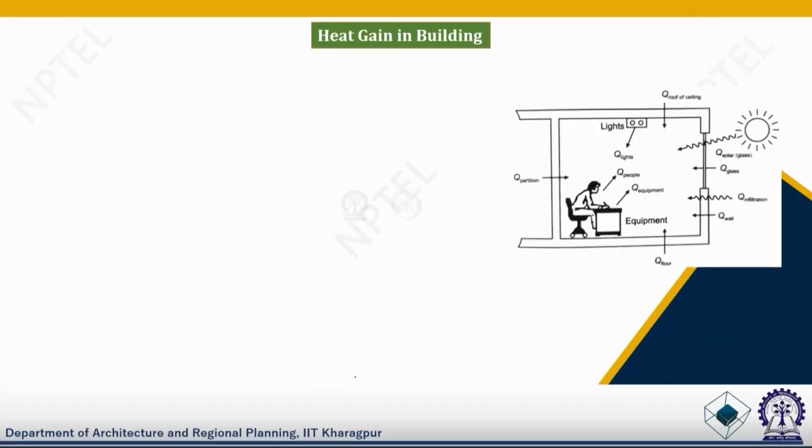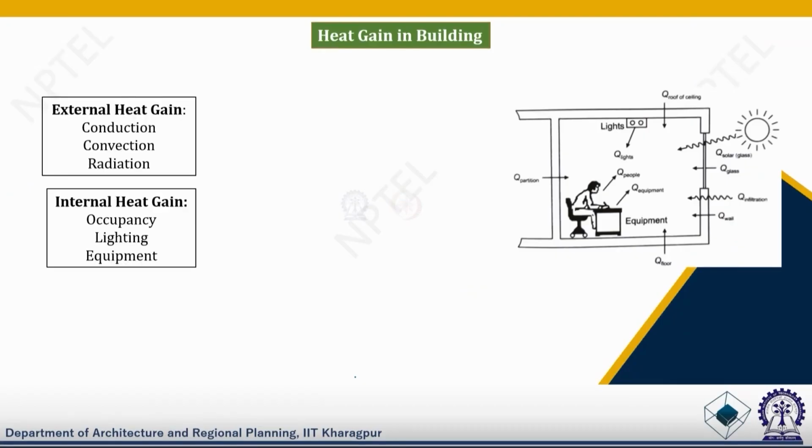Now, let us go to the heat gain in the building. So, the building will get heat gain in a lot of ways. We can actually say there are two major ways. One is the external heat gain, those we have just now discussed, conduction, convection and radiation, and also due to the internal occupancy, some internal instruments, some lighting etc.